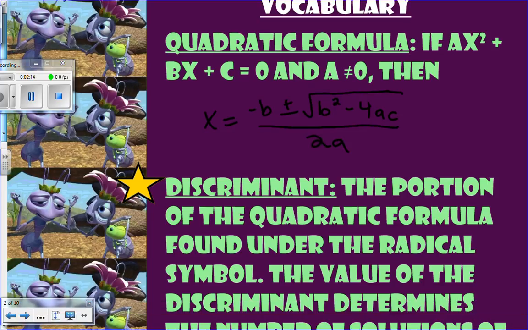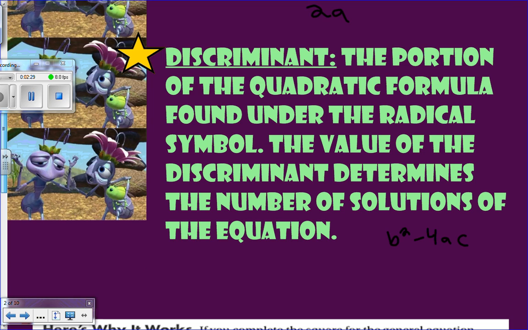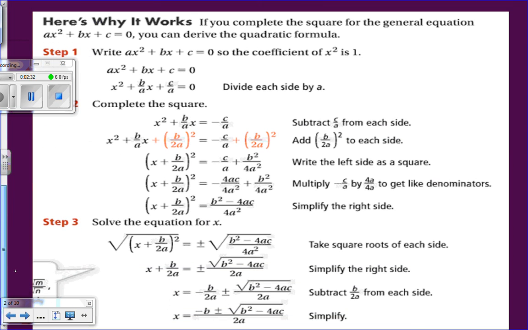The discriminant is the portion of the quadratic formula found under the radical symbol. In other words, it is the b squared minus 4ac. The value of the discriminant determines the number of solutions there's going to be. If you want to pause this, it shows where the formula comes from, but we're not going to focus a lot of time on that. We just want to make sure we know how to use it.